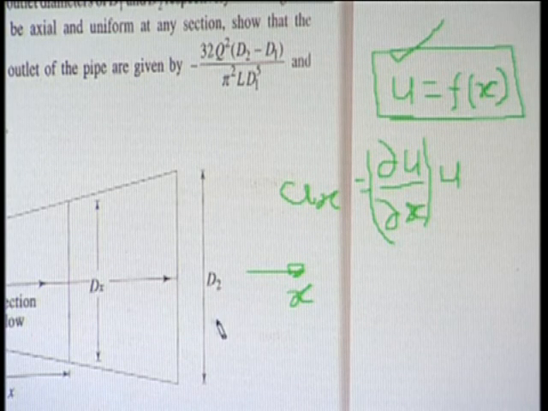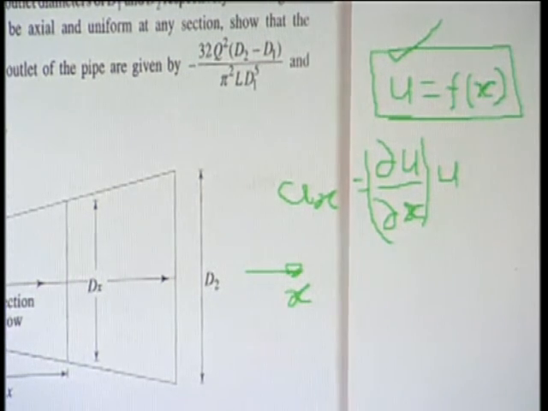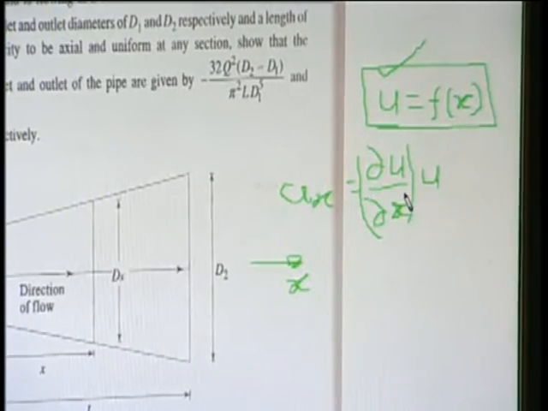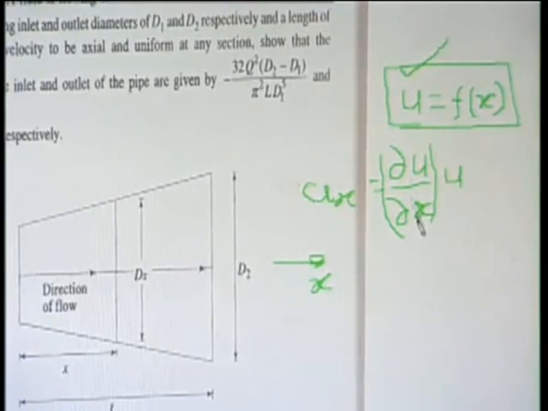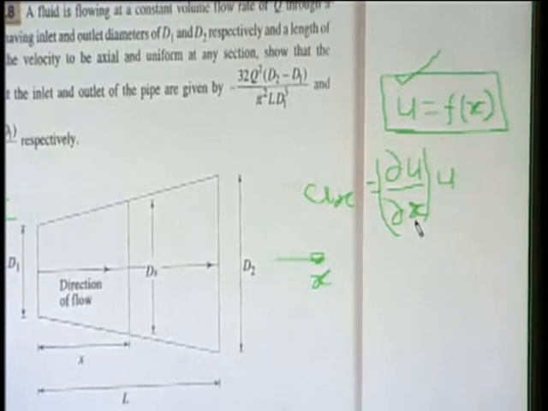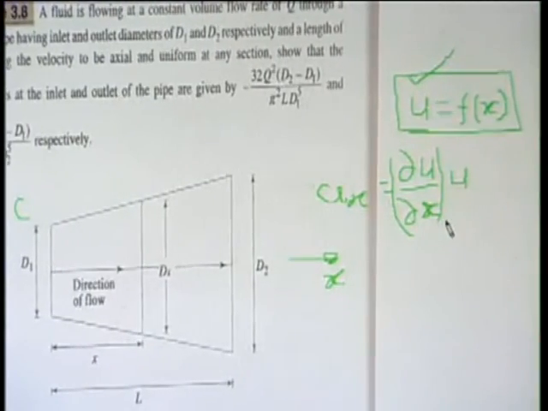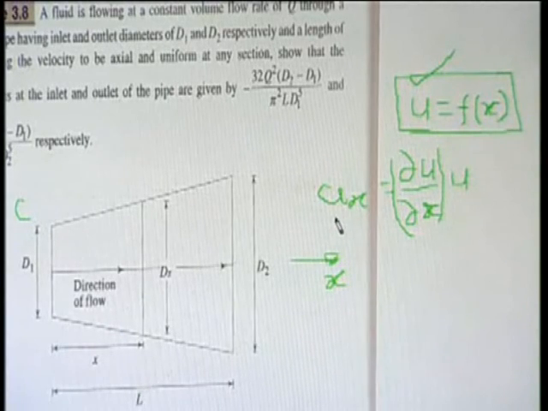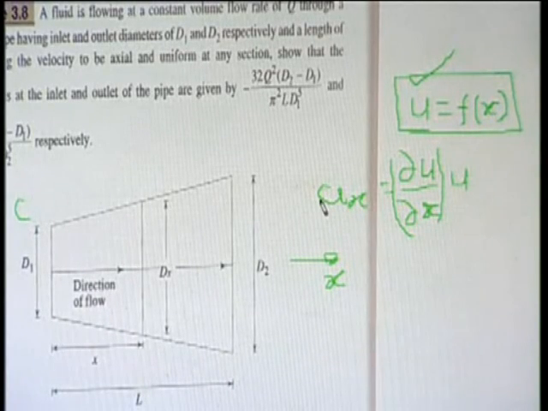So in this case, you are asked to find the acceleration at inlet and outlet. The inlet is x equal to 0 and the outlet is x equal to L. So in this equation of del u over del x, put the value of x as 0 and x as L, and we will get the acceleration at inlet and outlet, which needs to be calculated in this numerical.